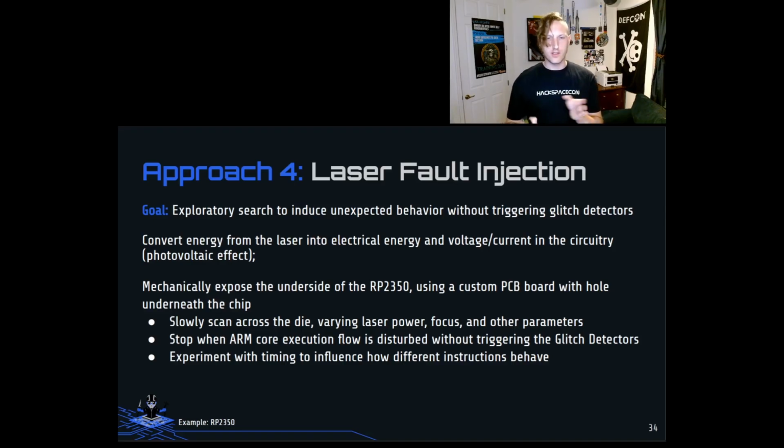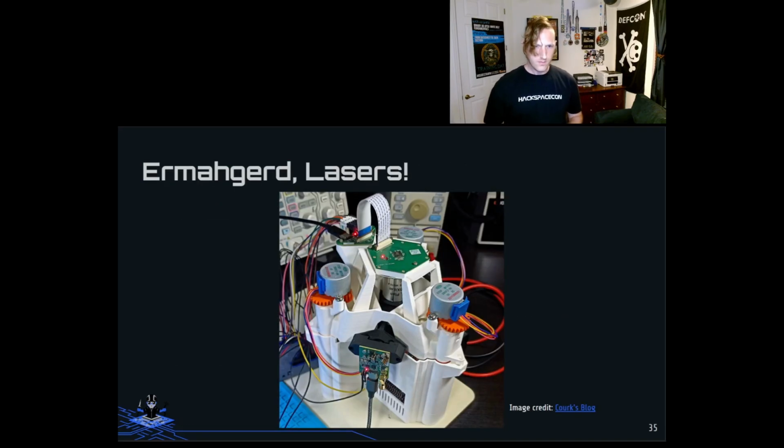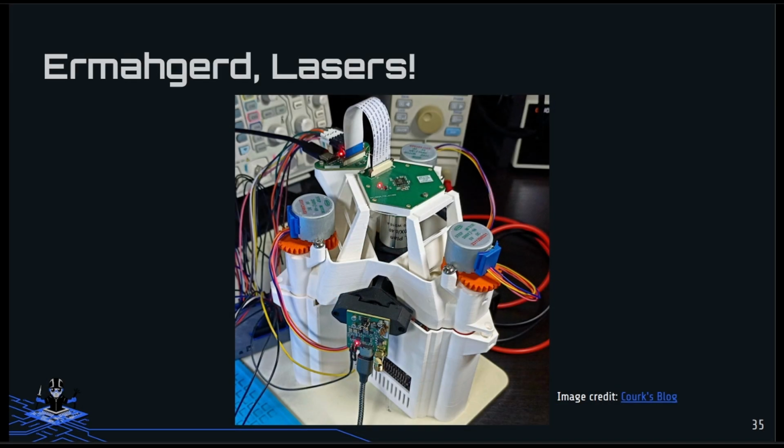And once we find that interesting XY coordinate on the microcontroller, then we can experiment with timing to influence how the effects manifest themselves and how different instructions behave. So this is a really cool setup and is particularly awesome because the original author provides schematics, part numbers, and everything for this homebrew laser setup. That includes the positioning system, the laser diode, other supporting materials, and they say it's an order of magnitude cheaper than a professional setup.